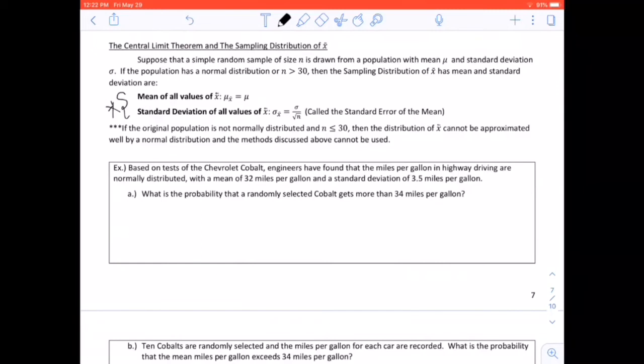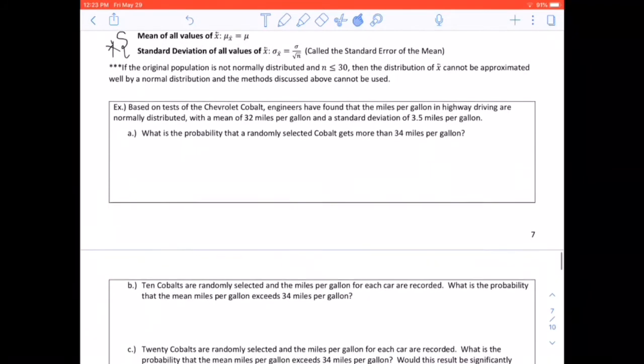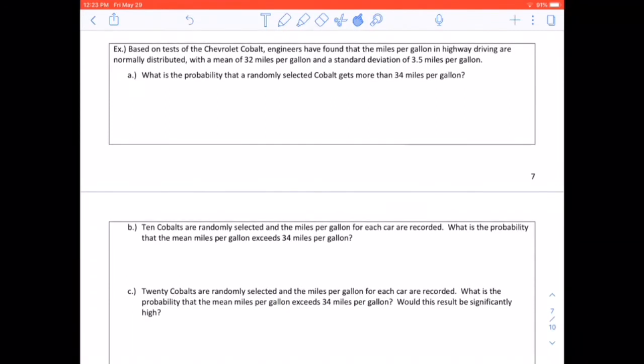And then it says if the original population is not normally distributed, or if n is less than or equal to 30, so smaller, then the distribution of x bar cannot be approximated well by a normal distribution, and the methods discussed above cannot be used. We have an example, and right below this it says: based on the test of the Chevy Cobalt, engineers have found that miles per gallon in highway driving are normally distributed with a mean of 32 miles per gallon and a standard deviation of 3.5 miles per gallon.